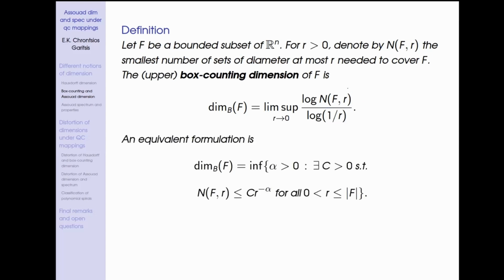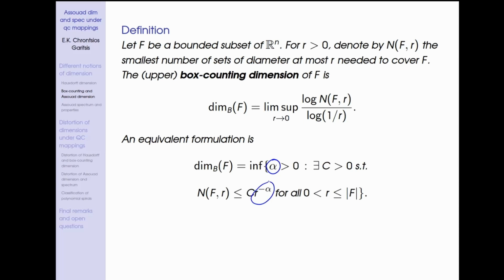Now, an equivalent formulation is to define the box dimension as the infimum of all exponents alpha for which N(F,R) is at most R to the minus alpha, up to some global constant, for all R that are meaningful, for all R less or equal to the diameter of F.